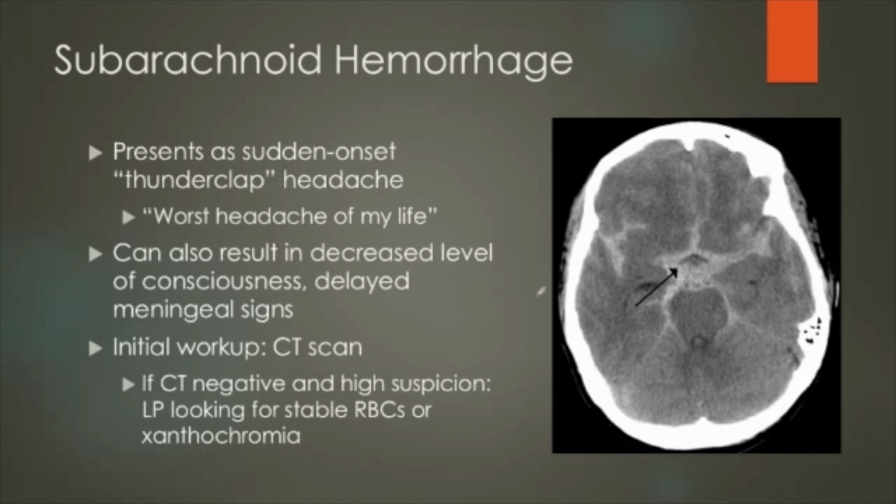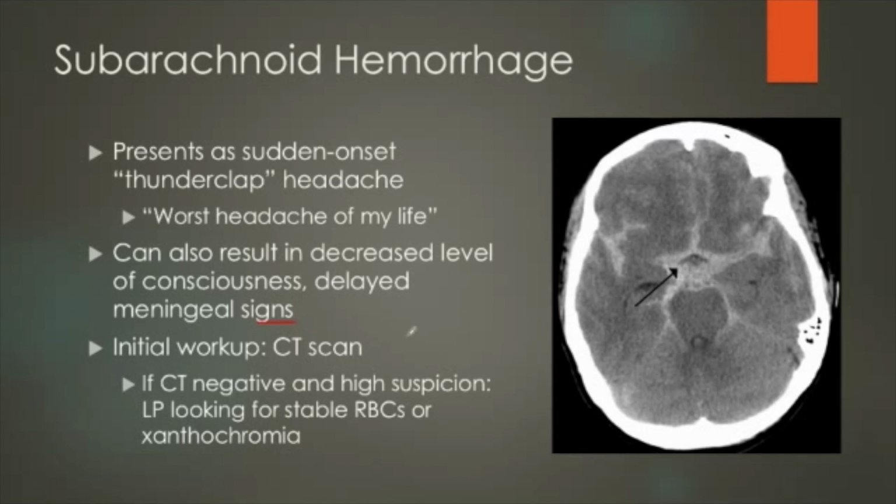It can also result in a decreased level of consciousness, such as drowsiness or altered mentation, and it can also result in delayed meningeal signs occurring from the blood irritating the meninges. This results in findings such as nuchal rigidity, Brudzinski's sign, and Kernig's sign.